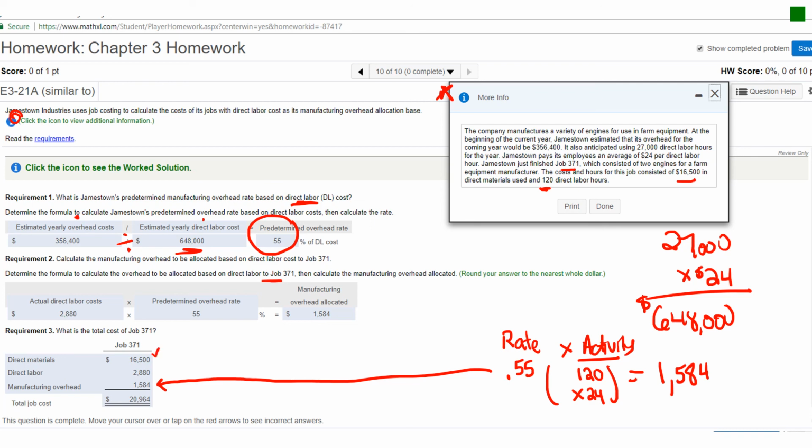Product cost number 1, they've already given direct materials. The direct labor cost, just like I told you before, you have to take the hours, which is 120, and multiply that by the 24, which you're going to have to do anyway to get the allocated overhead, and that's going to give you your direct labor cost, which is 2,880. You add these 3 together, and that's going to give you the total cost of the job, which is 20,940.